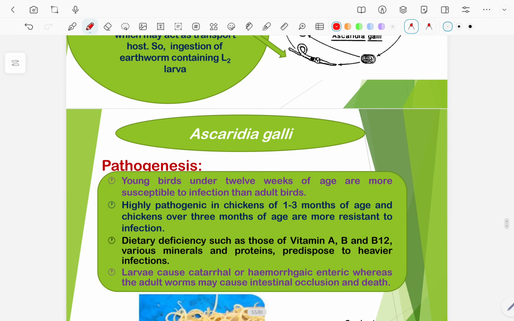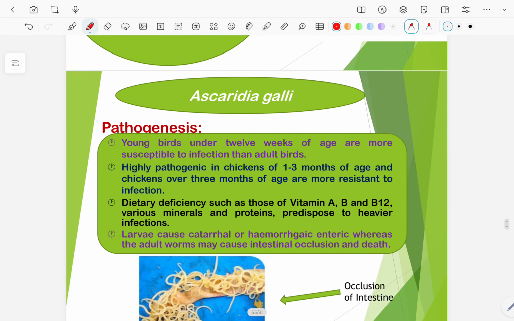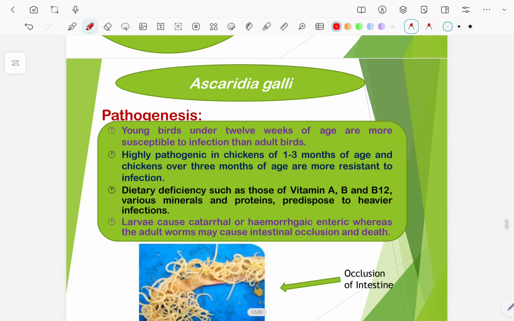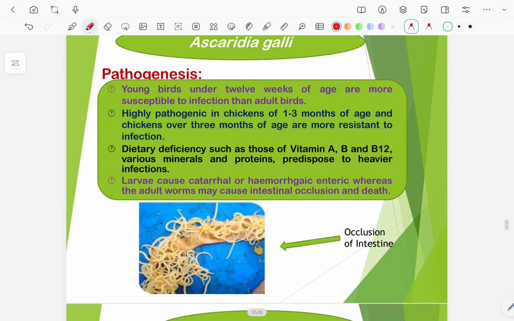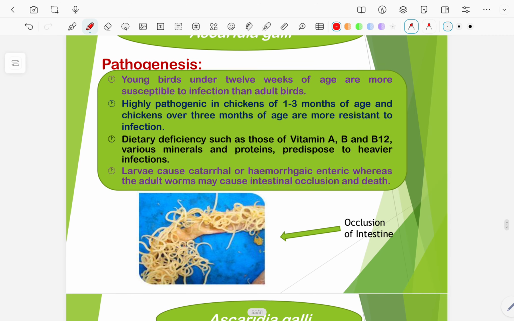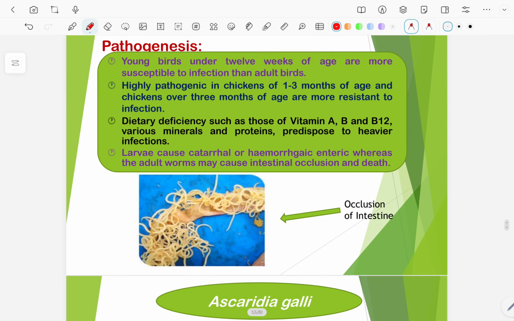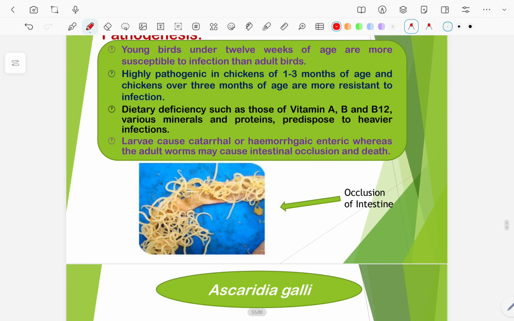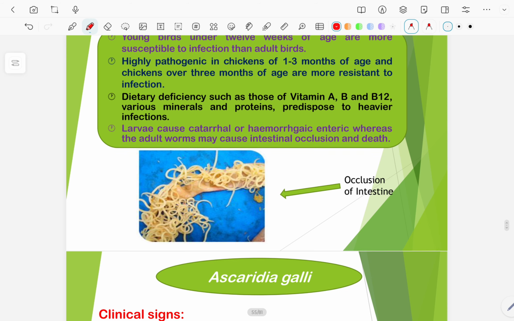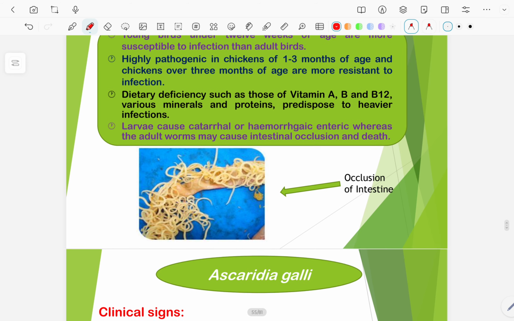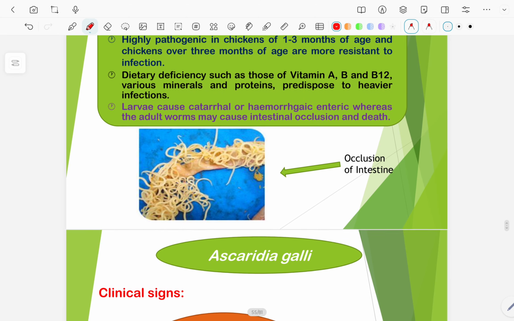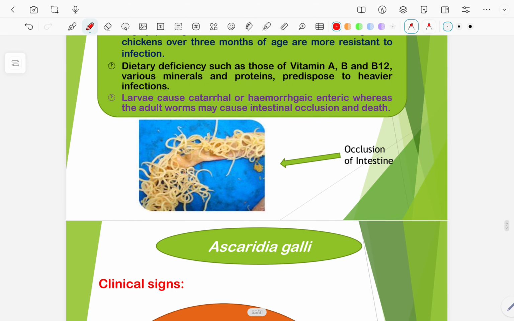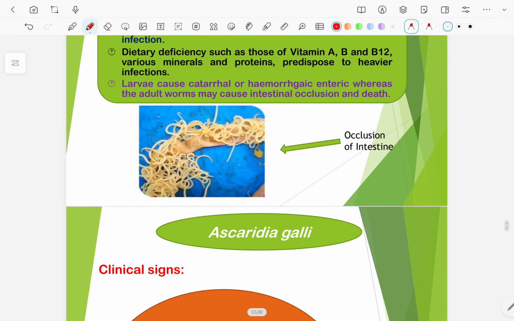Ascaridia galli pathogenesis. Young birds under 12 weeks of age are more susceptible to infection than adult birds. It is highly pathogenic in chickens of 1 to 3 months of age, and chickens over 3 months of age are more resistant to infection. Dietary deficiencies such as those of vitamins A, B, and B12, various minerals, and protein predispose to heavier infections. Larvae cause catarrhal or hemorrhagic enteritis, whereas adult worms may cause intestinal occlusion and death.